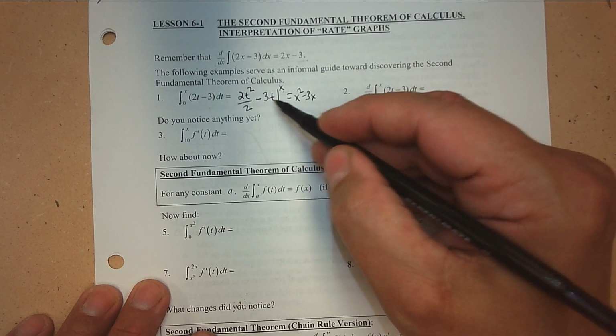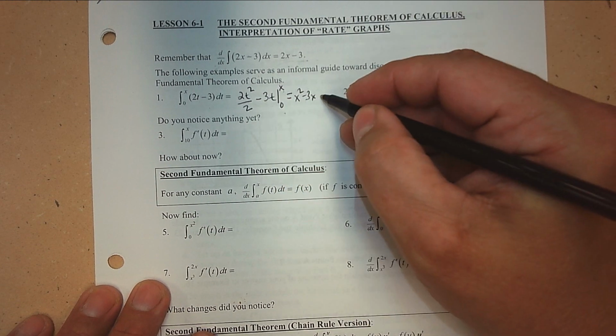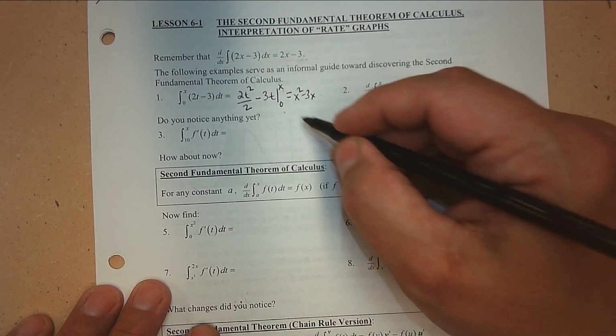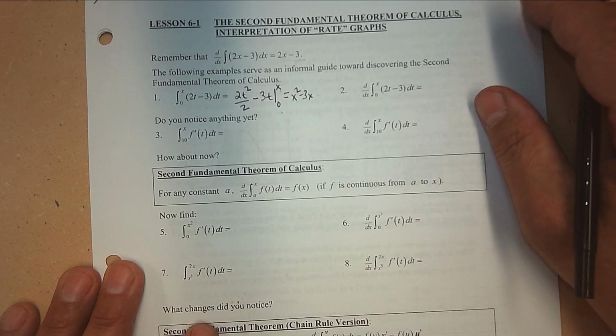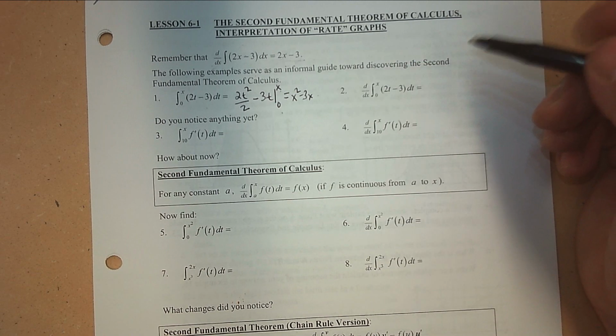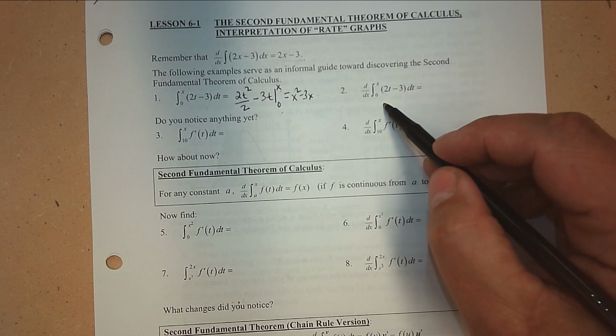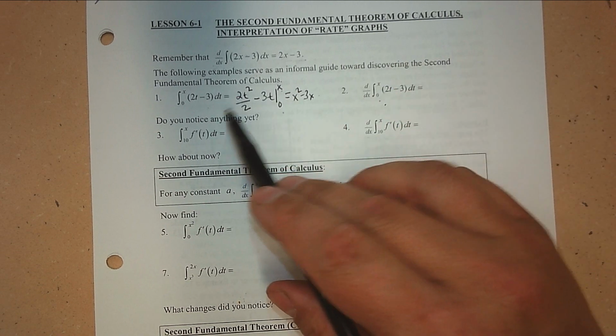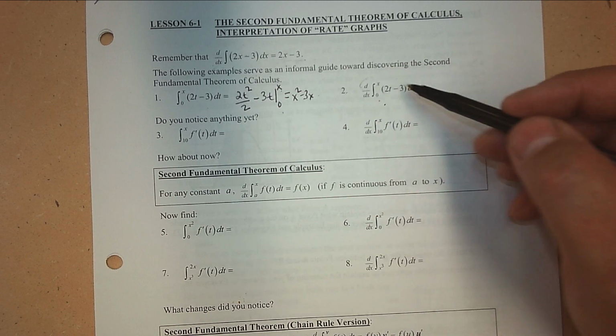What happens when I plug in 0 is that you would ultimately subtract. The answer is going to be 0. And subtracting 0 doesn't do anything to that. So your answer is just x squared minus 3x. So let's continue that thought over here. What would happen if you integrate, which we just did, and then take the derivative of what you integrated?